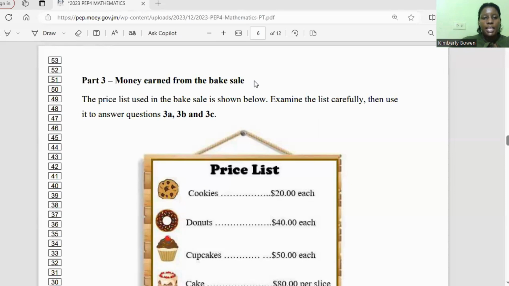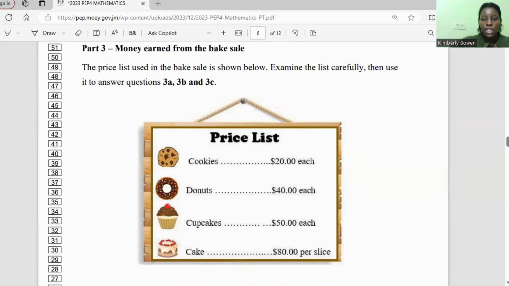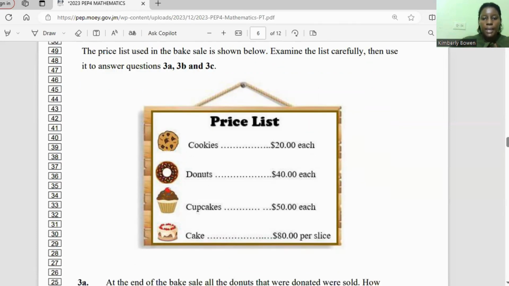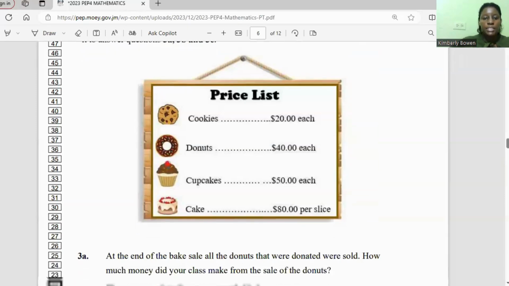Part 3, money earned from the bake sale. The price list used in the bake sale is shown below. Examine the list carefully, then use it to answer questions 3A, 3B, and 3C. So the cost for cookies is $20 each. The cost for donuts is $40 each. The cost for cupcakes is $50 each, and the cost for cake is $80 per slice.